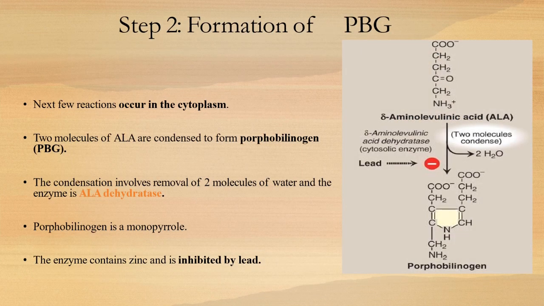Step 2, formation of porphobilinogen. Next few reactions occur in the cytoplasm. Two molecules of ALA are condensed to form porphobilinogen, that is PBG. The condensation involves removal of two molecules of water, and the enzyme that catalyzes this reaction is called ALA dehydratase. Porphobilinogen is a monopyrrole, and the enzyme contains zinc and is inhibited by lead.